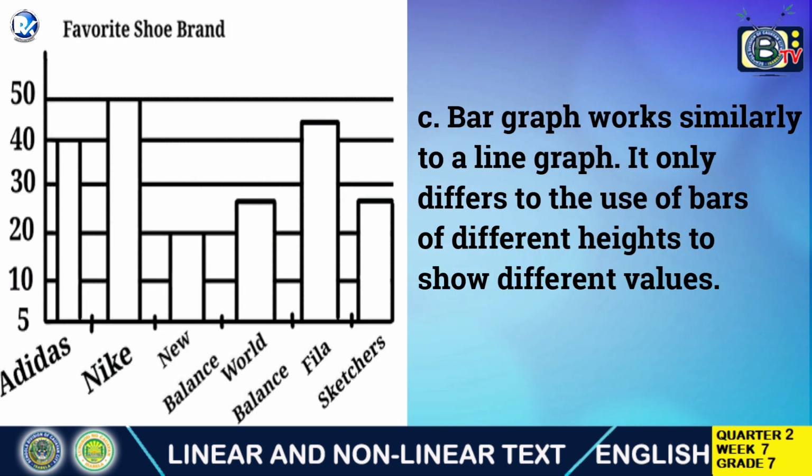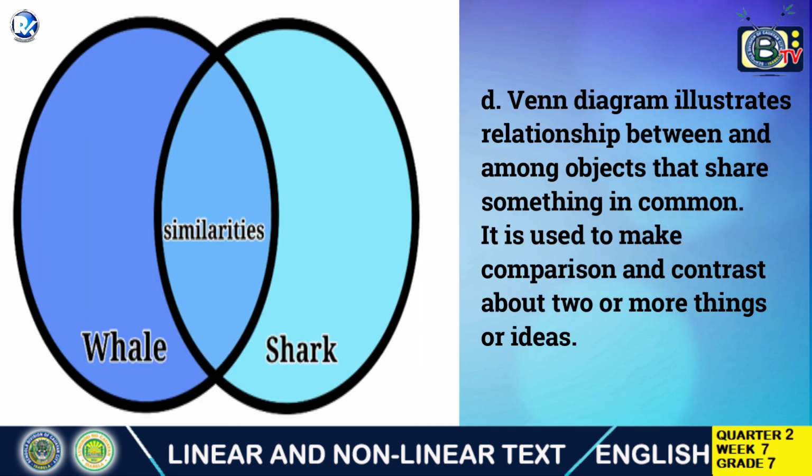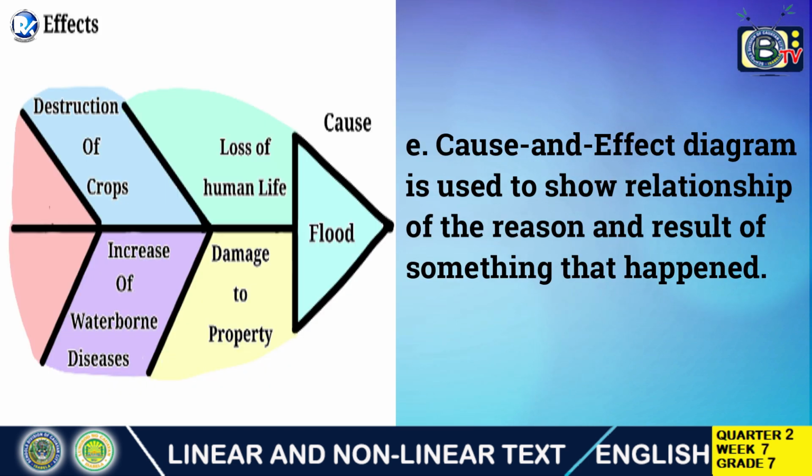Bar graph works similarly to a line graph. It only differs in the use of bars of different heights to show different values. Venn diagram illustrates relationship between and among objects that share something in common. It is used to make comparison and contrast about two or more things or ideas. Cause and effect diagram is used to show relationship of the reason and result of something that happened.